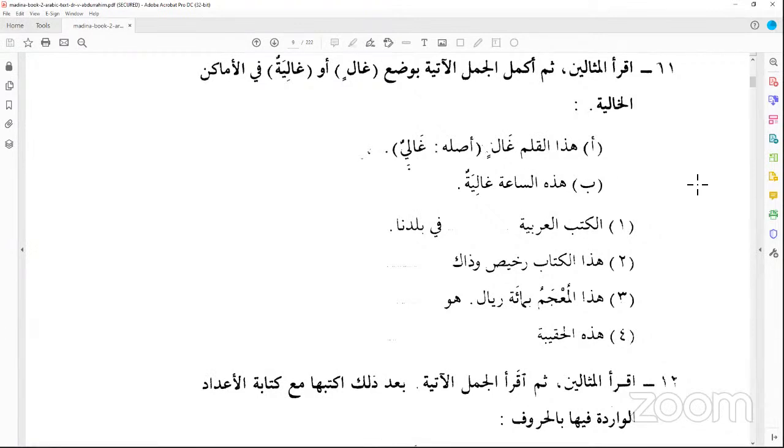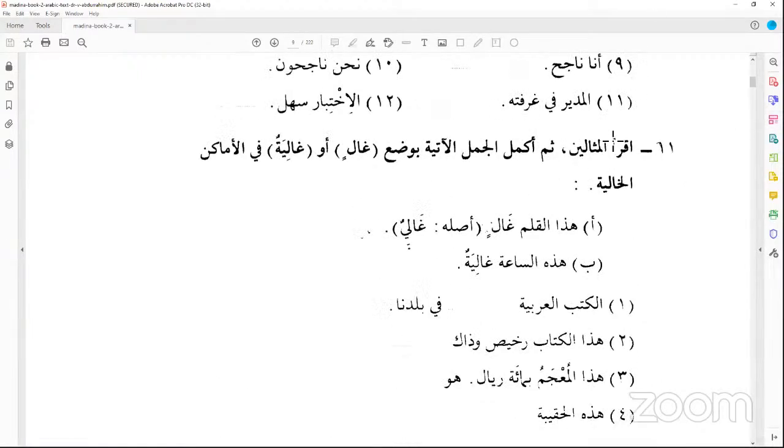So here the word ghalin, which I have taken in your concepts class, is about examples related to that. And as I mentioned, ghalin is actually ghaliyatun. Okay, but for easy reading, it is ghalin. It is called ghalin.